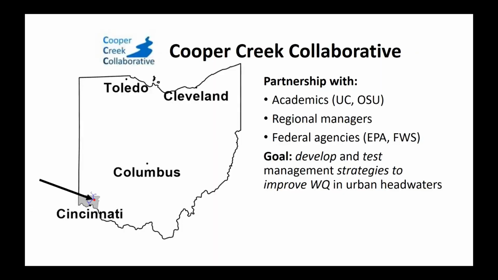The work that I'm going to be talking about has been done through the Cooper Creek Collaborative. And this was a partnership developed by my collaborator, Adam Lehman at Hamilton County Soil and Water, which brought together academics from UC and Ohio State, regional managers, as well as federal agencies with the goal of trying to develop and test management strategies to improve water quality in urban headwater streams.